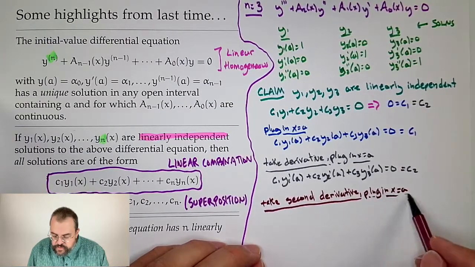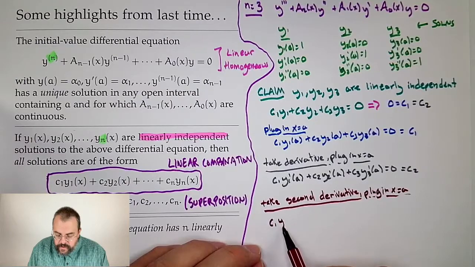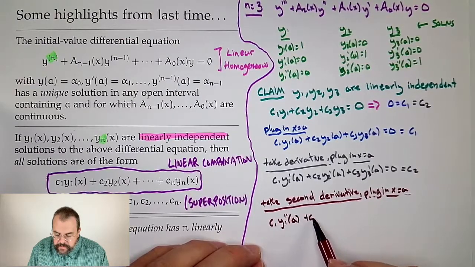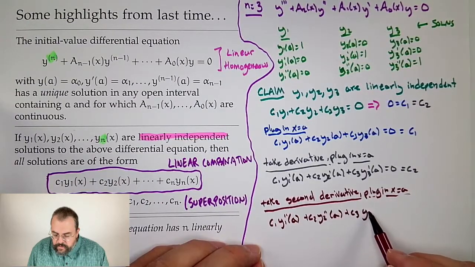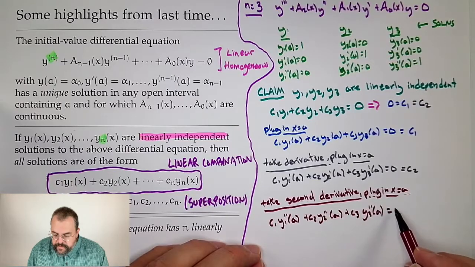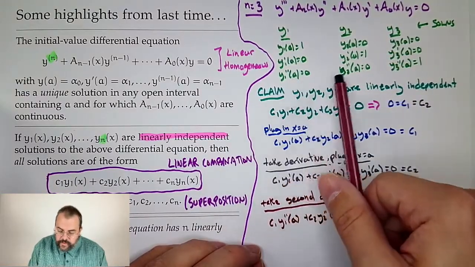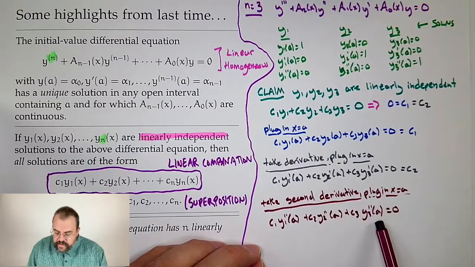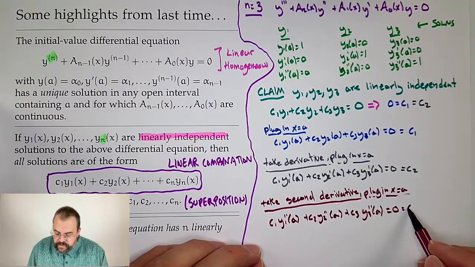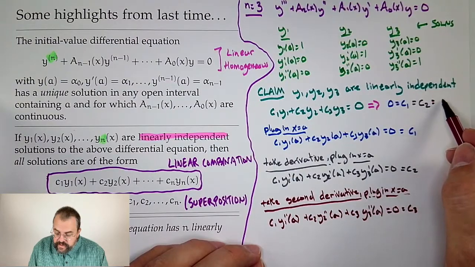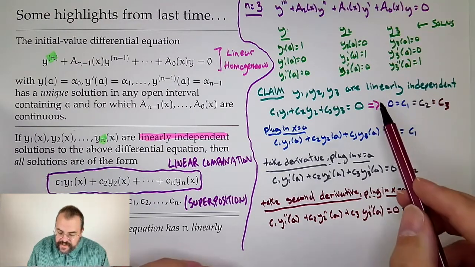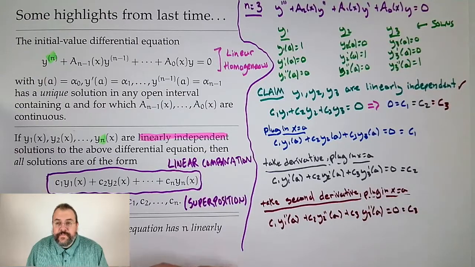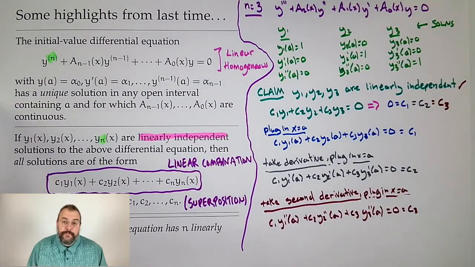So, okay. So we get c1 y1 double prime at A plus c2 y2 double prime at A plus c3 y3 double prime at A, and that equals 0. But of course, we know we get 0, 0, 1. So we have 0, 0. That's 1 times c3. So that equals c3. We say, aha. And that means that c3 also equals 0. And lo and behold, all our coefficients are 0. And so, yes, this is a true claim. These functions are linearly independent.